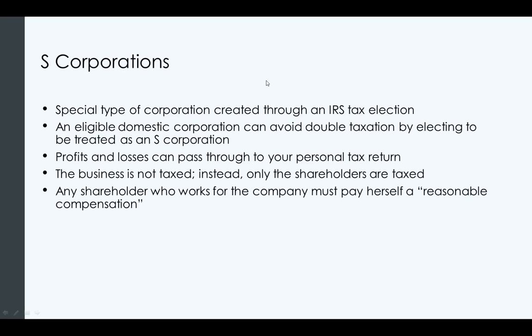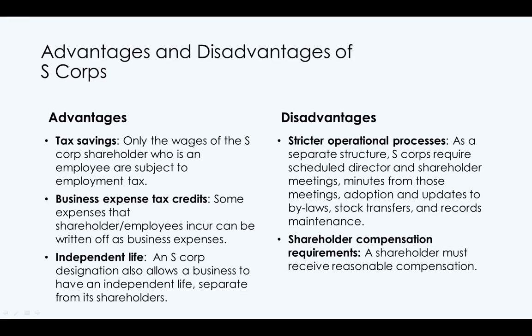S corporations are a special type of corporation created through the IRS tax election. So this is a special part of the tax code. An eligible domestic corporation, so here in the United States, can avoid double taxation by electing to be treated as an S corporation. So you can actually avoid paying that second set of taxes. Profits and losses can pass through to your personal tax return. So the business is not taxed. Instead, only the shareholders are taxed. Any shareholder who works for the company must pay herself a reasonable compensation. That's part of the requirement.